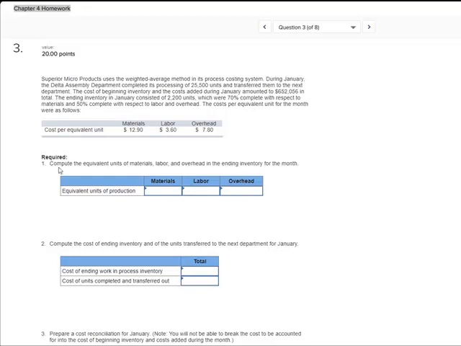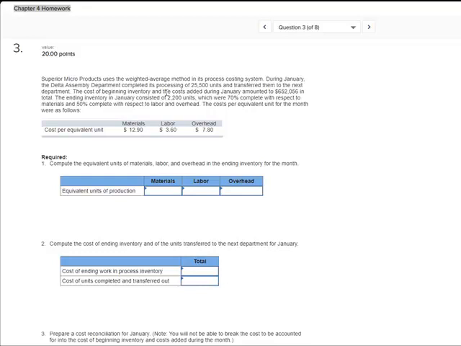The other confusing piece is in step 1, they're asking you to compute equivalent units in ending inventory. So rather than ask you to compute total equivalent units of production, you're only going to calculate the equivalent units in ending work in process.